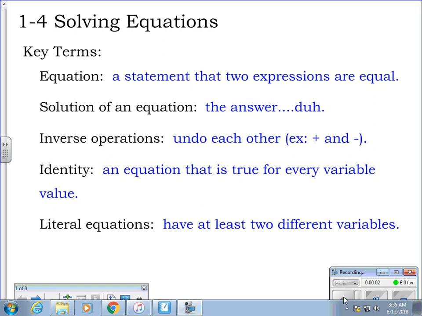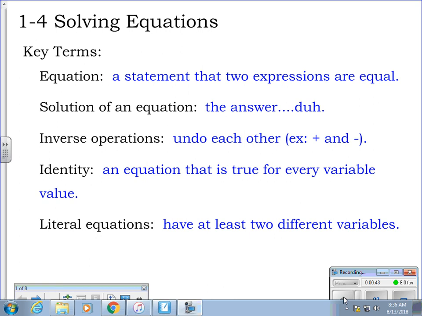Okay, so solving equations, fairly straightforward. An equation is a statement where two expressions are equal; if it has an equal sign, it's an equation. Solution of an equation, the answer. Inverse operations undo each other. An identity is an equation that is true for every variable. Literal equations have at least two different variables in them. Rearranging a formula: the area of a trapezoid is a literal equation, with several variables in it. Okay.